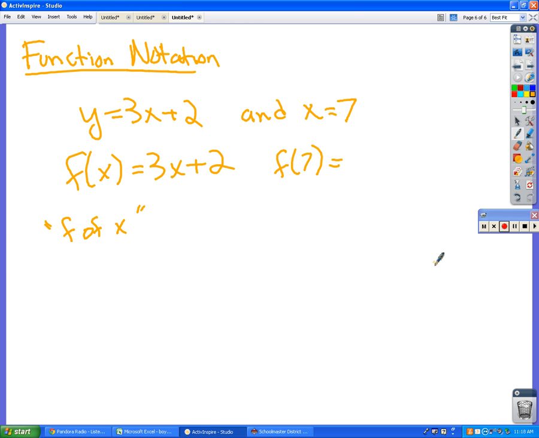These parentheses do not mean to multiply. So since I changed this x to a 7, I have to change this x to a 7 also. That would make me rewrite it as 3 times 7 plus 2, and that would give me 23. Okay?